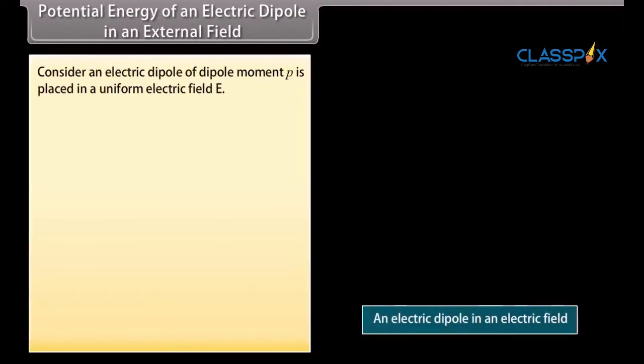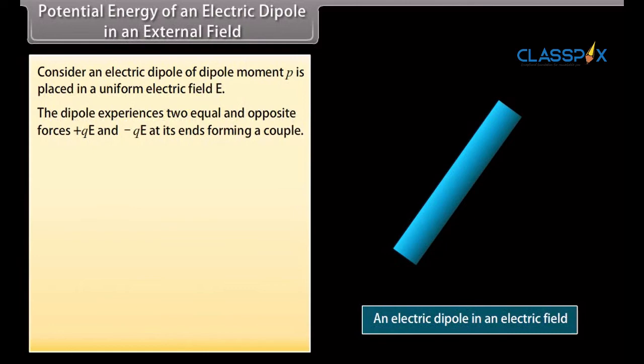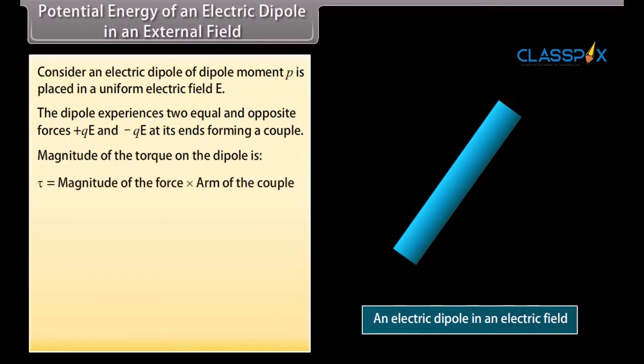Potential energy of an electric dipole in an external field. Consider an electric dipole of dipole moment P placed in a uniform electric field E. The dipole experiences two equal and opposite forces, plus QE and minus QE, at its ends, forming a couple. Magnitude of the torque on the dipole is equal to the magnitude of the force into the arm of the couple. Tau is equal to QE into 2L sin theta, which is equal to PE sin theta.